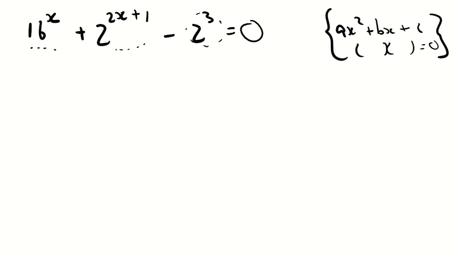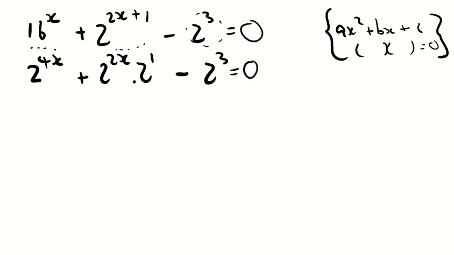Okay, so let's try to rewrite the whole thing so that all these exponents have the same base. 16 is the same as 2 to the power of 4, right? But then there's also x there, so that's going to be 2 to the power of 4x. And then this is going to be 2 to the power of 2x multiplied by 2 to the power of 1. We're just distributing the base amongst the exponents there. Then minus 2 to the power of 3 is equal to 0.